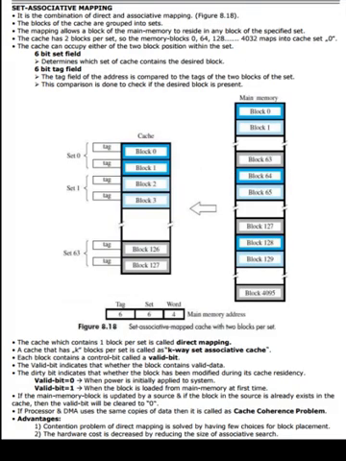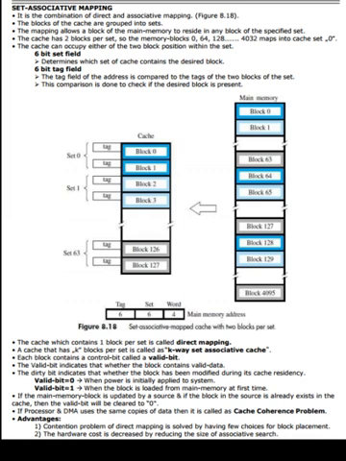Now let us see set associative mapping. It is the combination of direct and associative mapping. See figure 8.18. The blocks of the cache are grouped into sets. The mapping allows a block of the main memory to reside in any block of the specified set. The cache has 2 blocks per set, so the memory blocks 0, 64, 128 up to 4032 map into cache set 0. The cache can occupy either of the 2 block positions within the set.